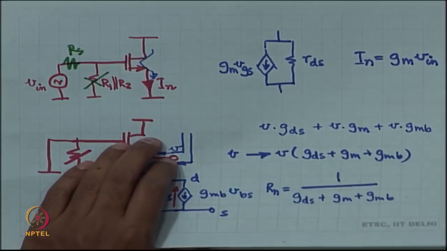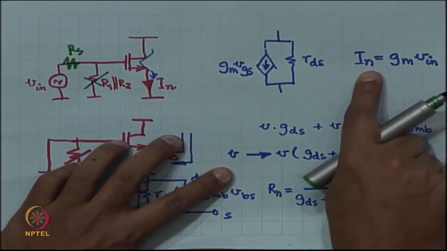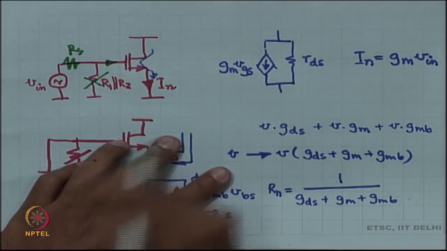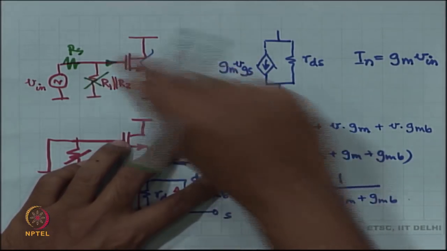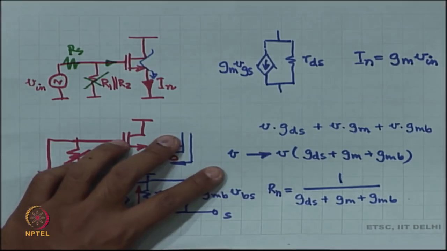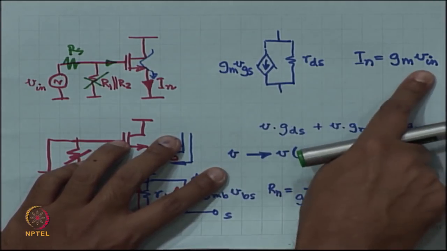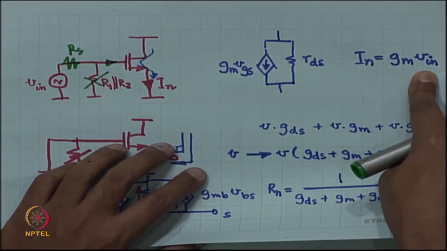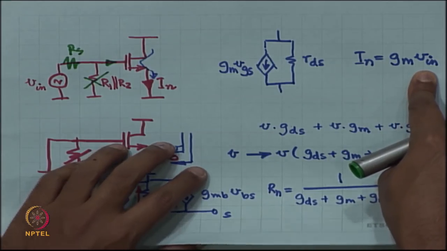Okay. Does the Norton equivalent current calculation change? There is no current going into the gate, this current is 0. So VGS is still equal to V in, which means IN is still going to become GM times V in. So, it is still the same. Okay.